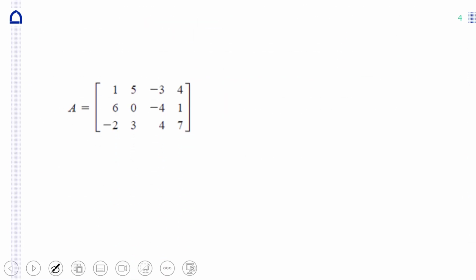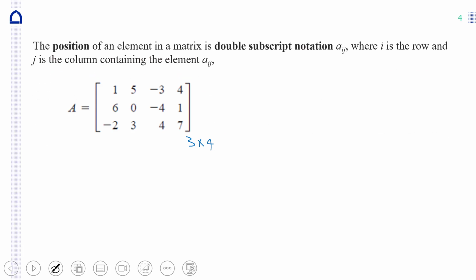Now, if we have this one, how many rows first? 3 by 4. This notation we use for the element in row i and column j. So if I ask you to find A12, I go to the first row and the second column. Here is the first row, here is the second column, so this one is A12.